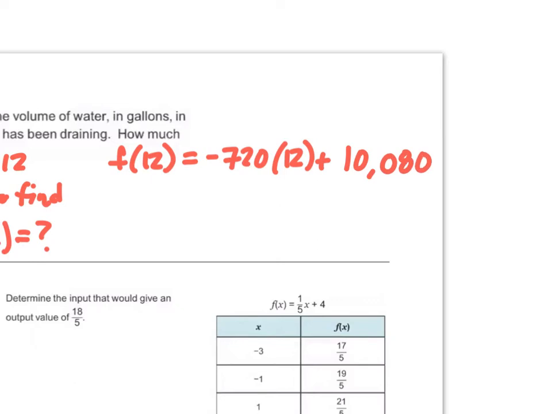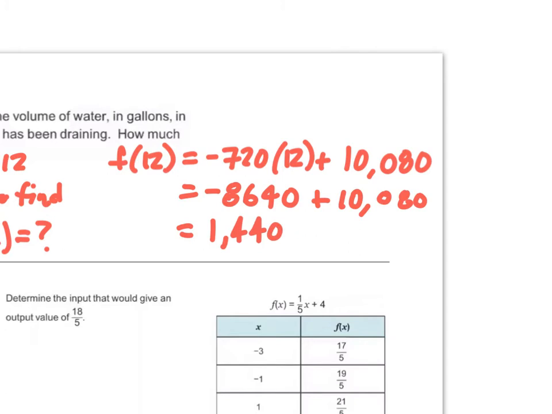All right, and so with the little use of a calculator, let's figure out what negative 720 times 12 is. And once we do that, we find that negative 720 times 12 is negative 8,640, and then plus 10,080, all right? And so if we add these two numbers together, we're going to get that we have a total of 1,440 gallons of water after 12 hours.